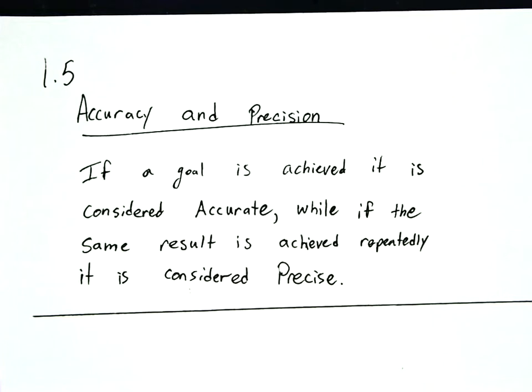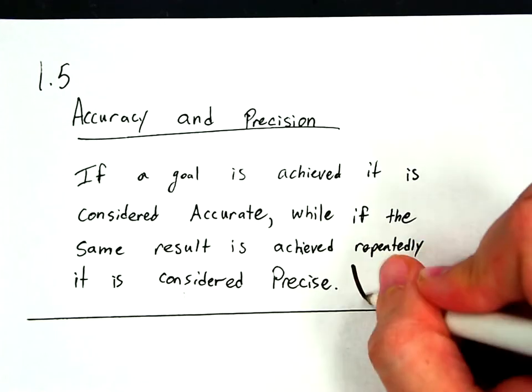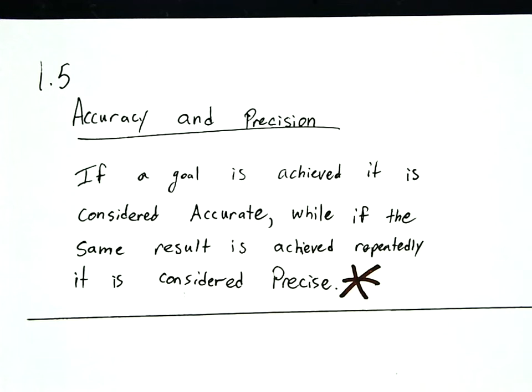Good morning, and as always, slow is smooth, and smooth is fast. So what I want to talk about today is accuracy and precision. The idea of accuracy is if you achieve a single goal, what you're looking for, you can consider that you accurately hit your goal. While if you hit the same result repeatedly, you can consider that precise.